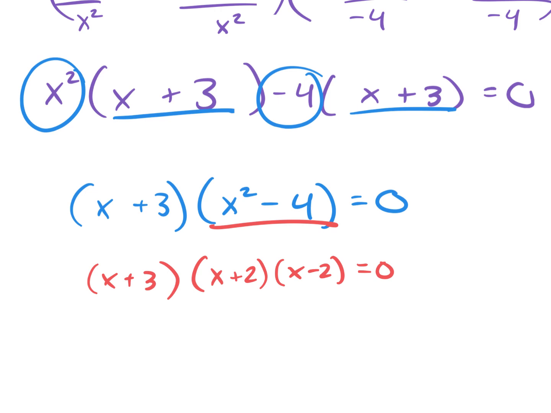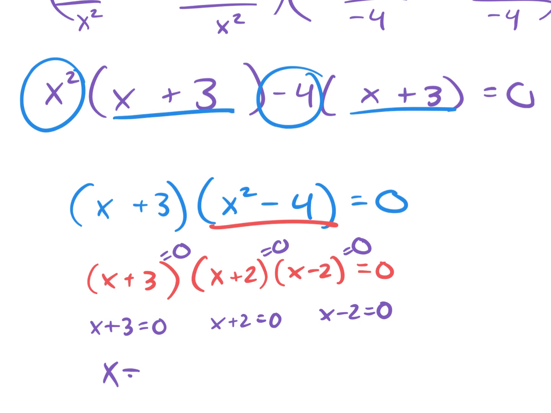So we have x plus 3 times x plus 2 times x minus 2. What would I do next to solve? Set each piece equal to 0. So x plus 3 equals 0, x plus 2 equals 0, x minus 2 equals 0. So x is equal to negative 3, negative 2, and positive 2.